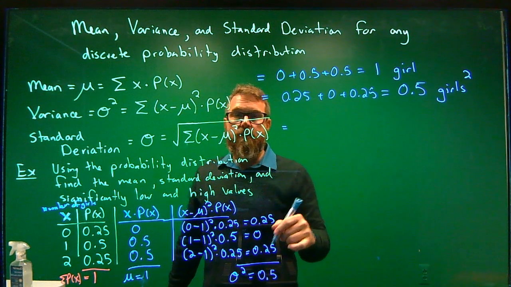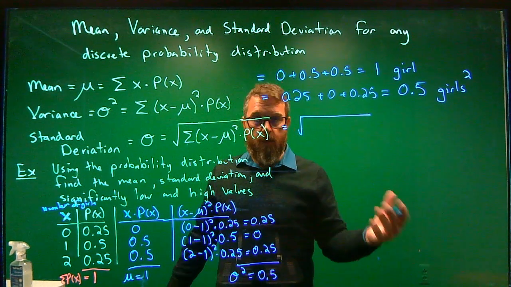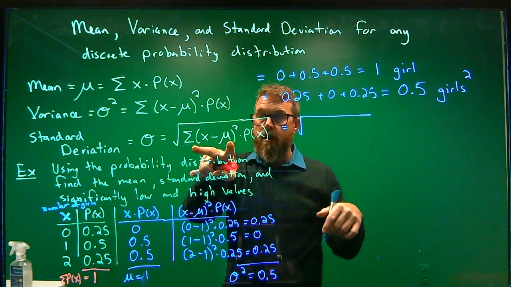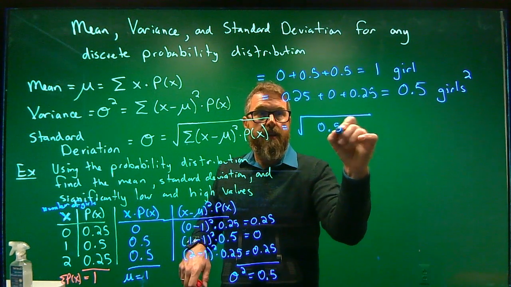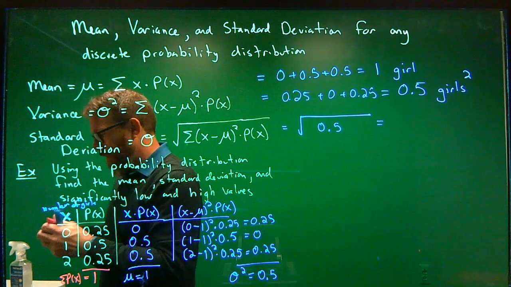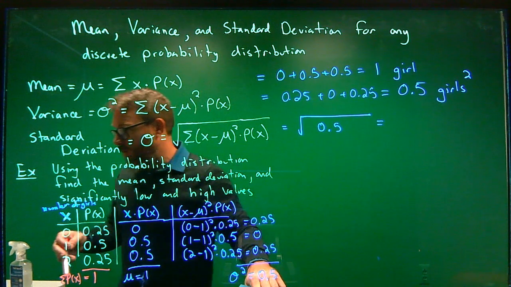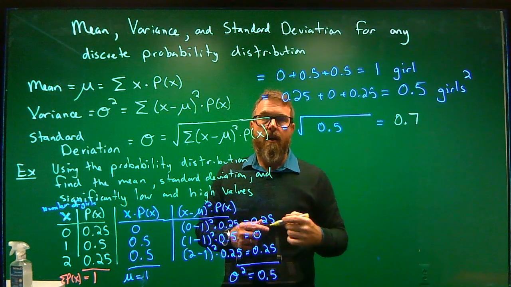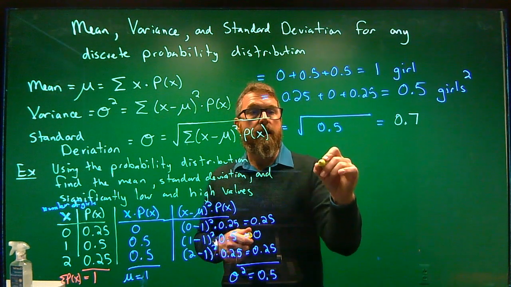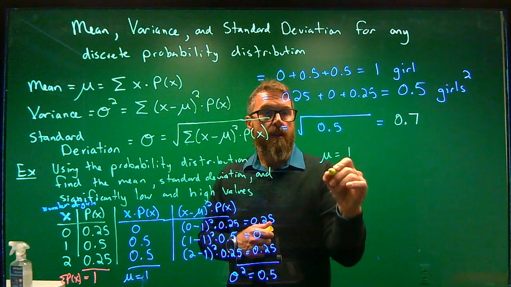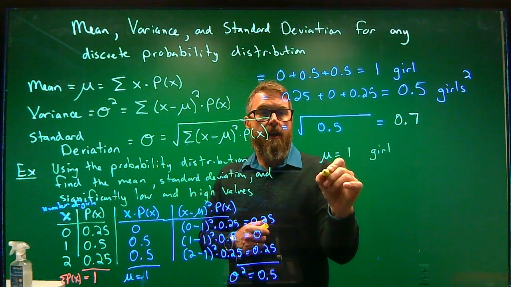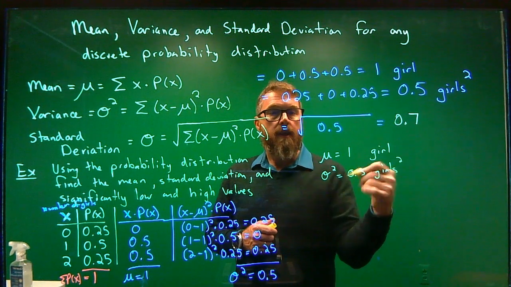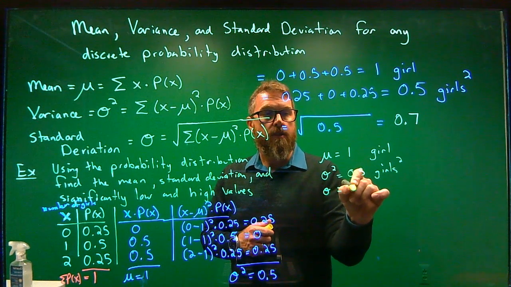Now, in order to find the standard deviation, what I have to do is take the square root of the variance. So I have to take the square root of this particular thing, which is right here. I have to take the square root of 0.5, and this is going to give me the standard deviation, which is going to be equal to 0.7. All right. So now I can formally do this. What I know is the mean is equal to 1 girl. The variance is equal to 0.5 girls squared. And then your standard deviation is going to be equal to 0.7 girls.